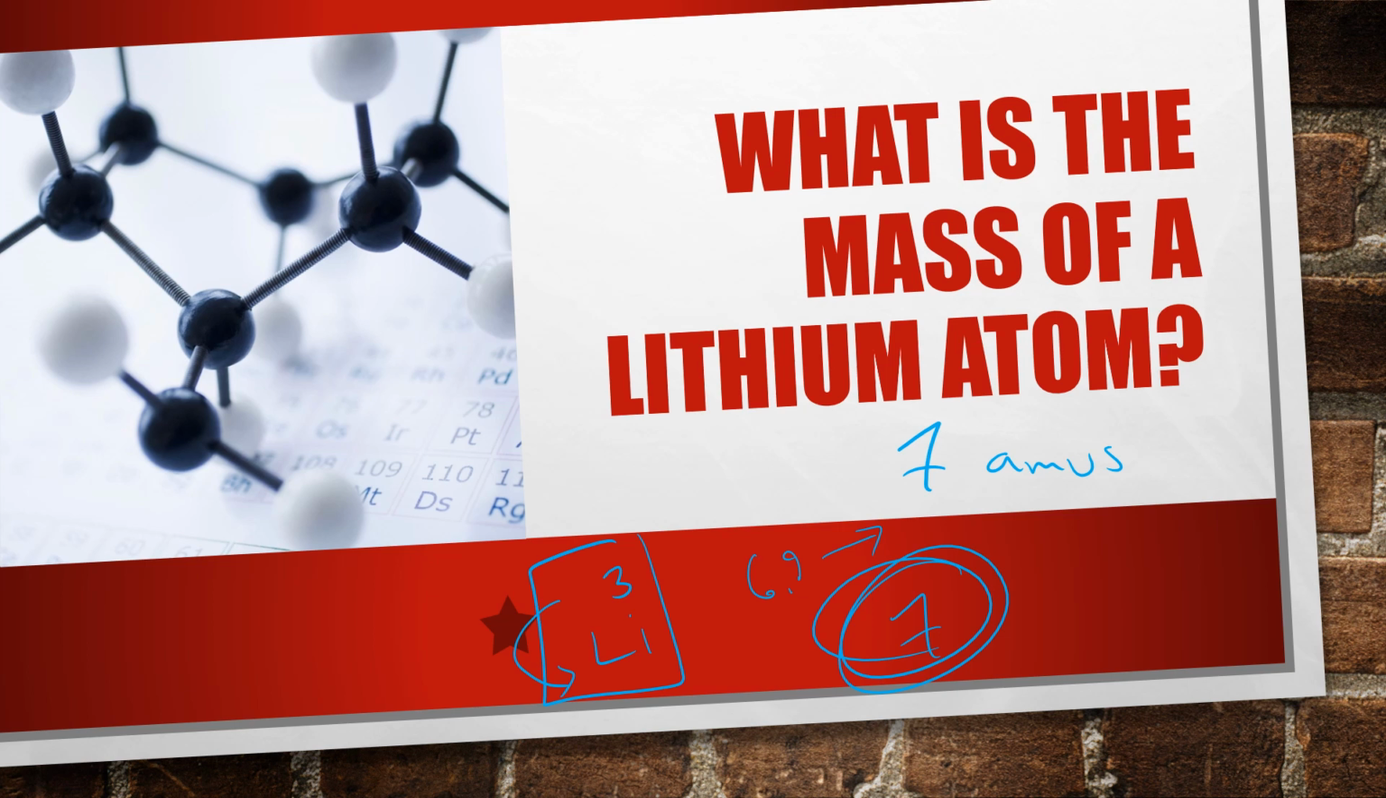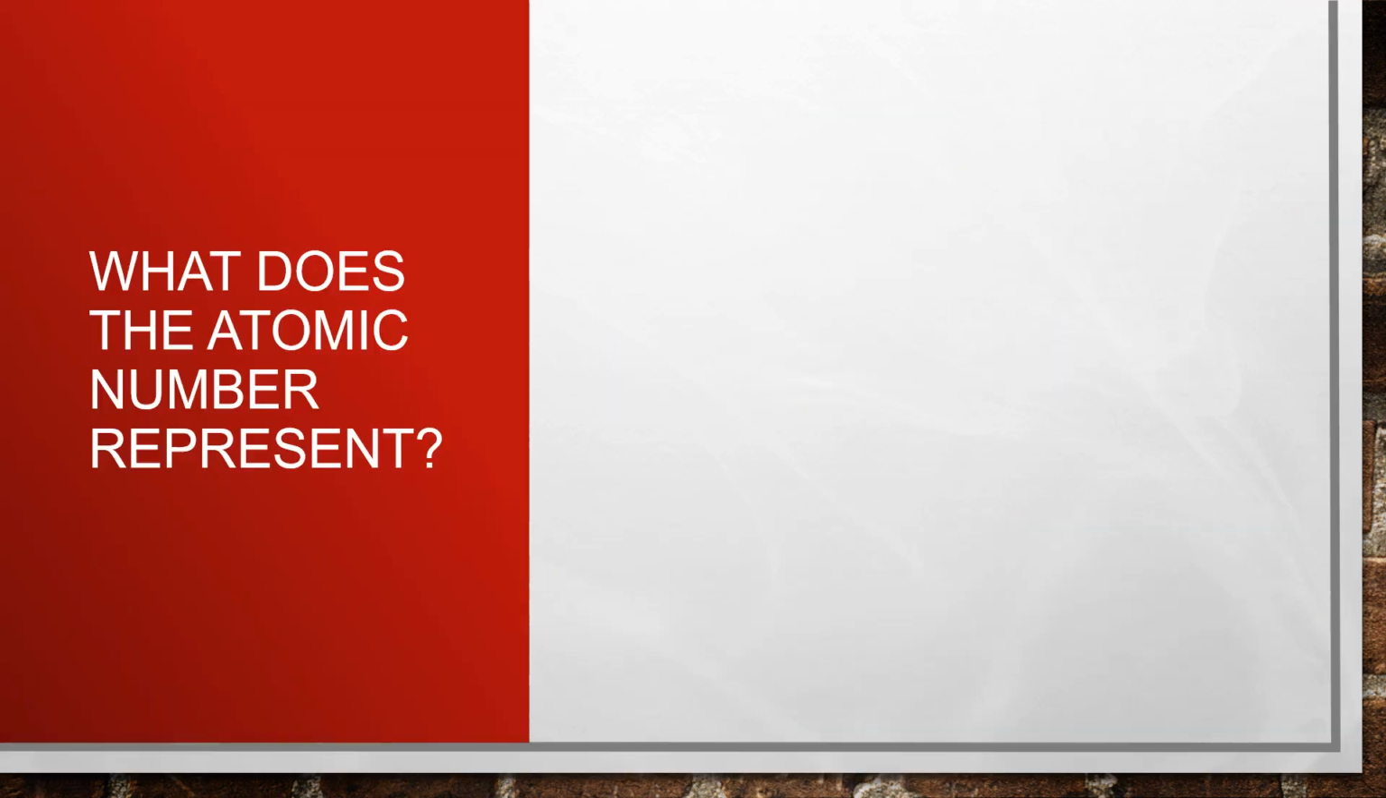Now what this means is you know that it has 7 things inside that nucleus of the atom, not the electrons. The electrons are really tiny. We don't worry about them. They float around the outside. But in that nucleus of the atom, we have 7 things. 3 are protons. That means the other 4 have to be neutrons.